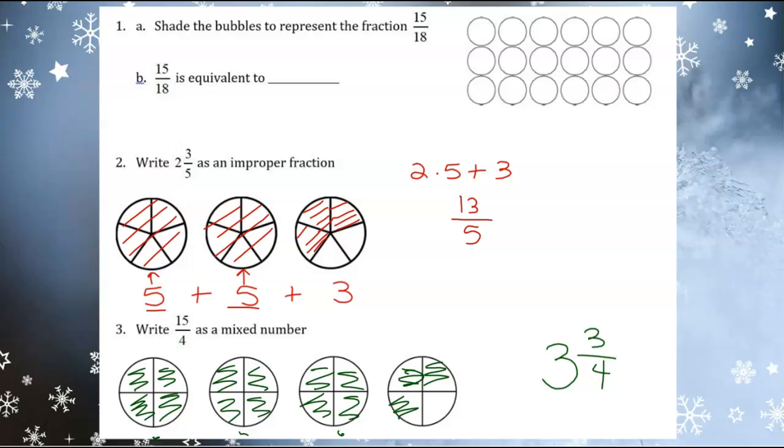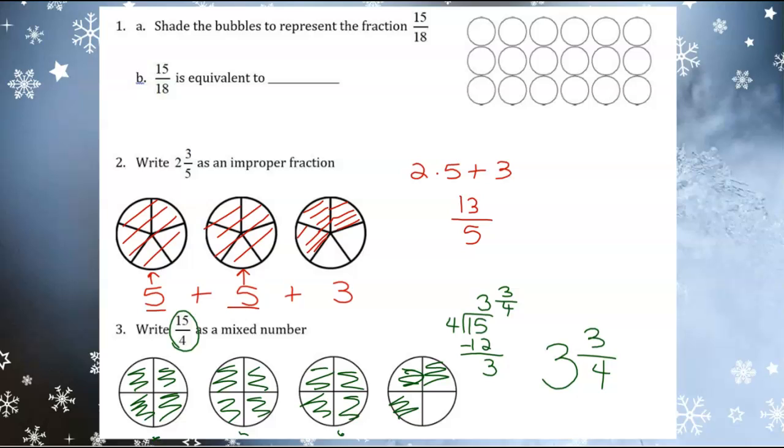whole. You can do that without a picture by taking the numerator and dividing by the denominator. So 4 goes into 15, we have 3 wholes, and then you multiply those, subtract, and you're left with 3 as your remainder, and that's 3 out of 4.